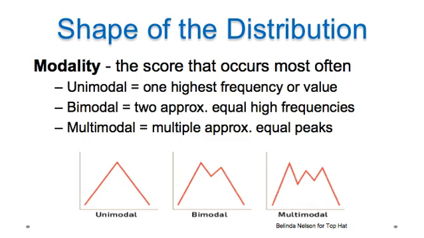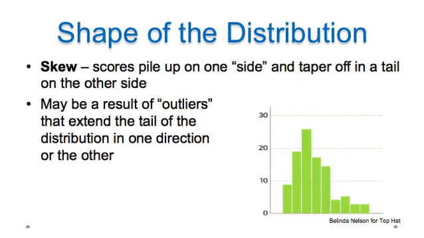Is the distribution or the shape symmetrical? If it is symmetrical or bell-shaped, then the right and left of the distribution are approximately mirror images of each other. Is the shape of the distribution skewed to the left or right? Are scores piled up on one side and tapered off in a tail on the other side? This could be a result of outliers that extend the tail of the distribution in one direction or the other.